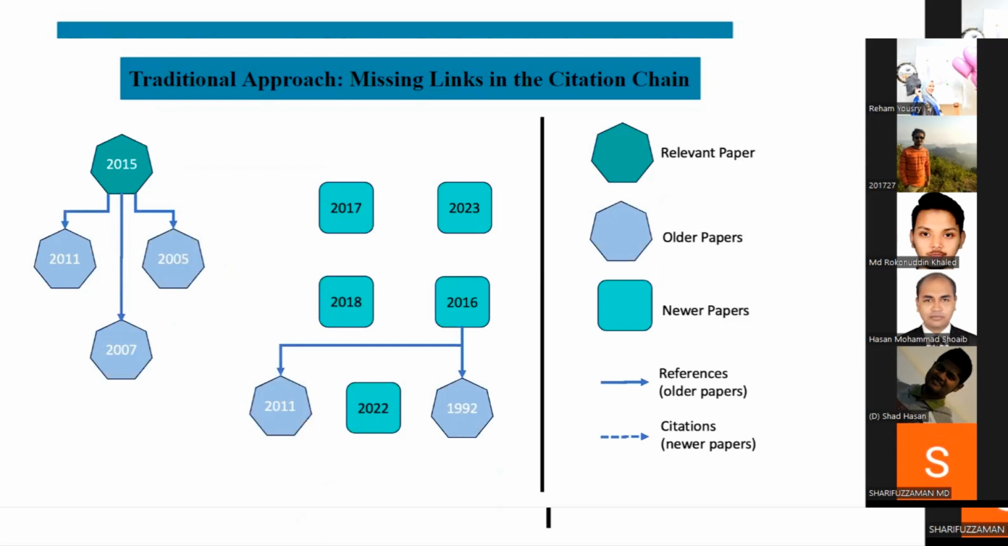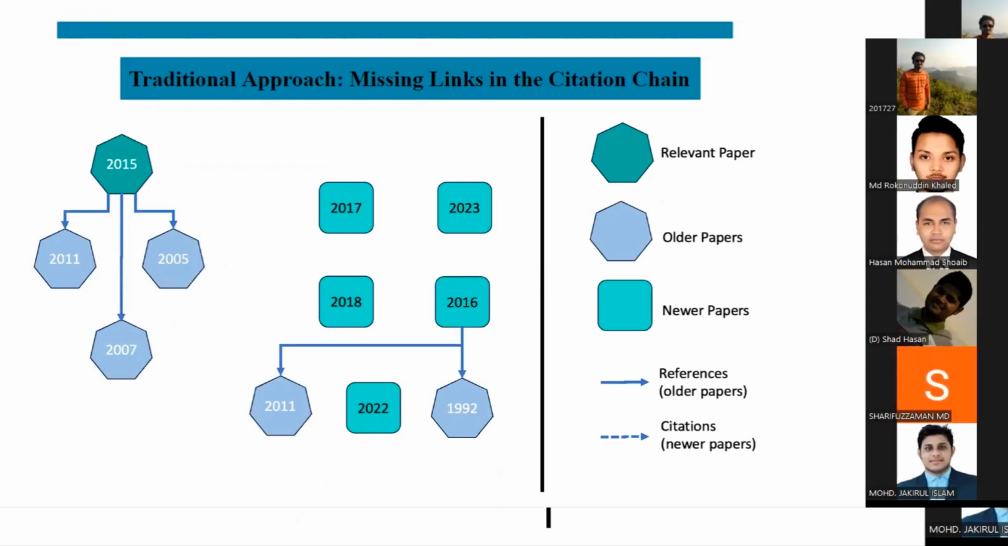So in the tradition, we usually check the references which were published a few years back, but we can't check the references that are published in the future. This is the main difference and this is the main research gap in our literature survey: we have the information that was already published in the past, but we don't have the information published in the future, meaning after that particular paper.